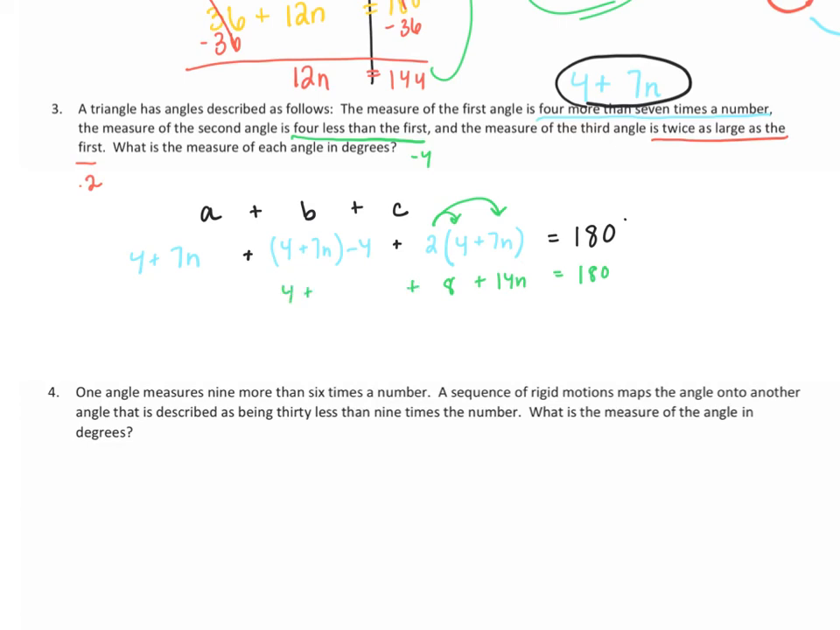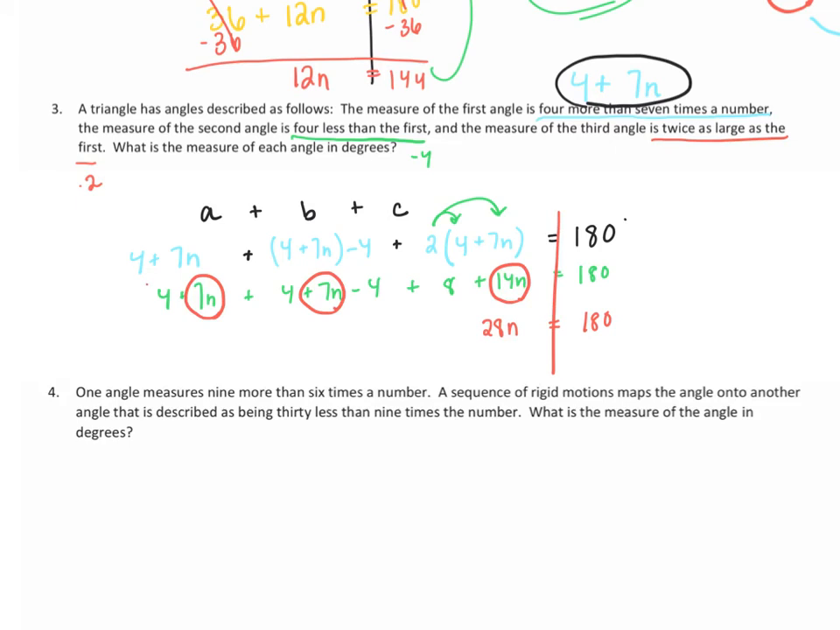This breaks down. I don't need that parenthesis anymore, and I've got everything else copied down. Okay, the next thing I'm going to do is combine like terms. I have 7n's plus another 7n's plus 14n's. So 14 plus 7 plus 7 gives me a total of 21 n's. Sorry, 21? Oh, 28, sorry. 28 n's.